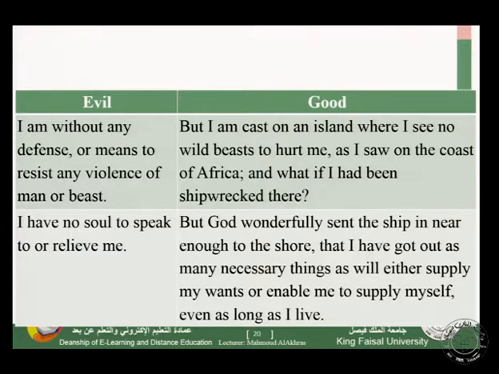The first one, he doesn't have a gun or pistol with him, but on the other side, the good thing, there are no beasts or dangerous creatures. Let's have the last situation. I have no soul to speak to or relieve me. He has nobody with him. He has no conversation with anybody around him.